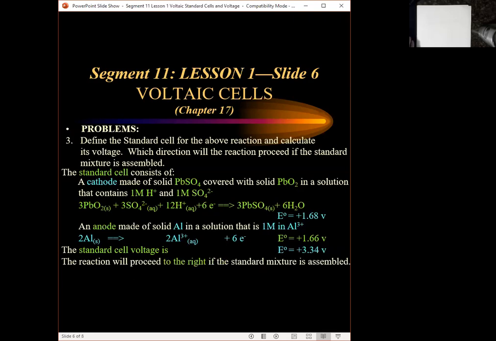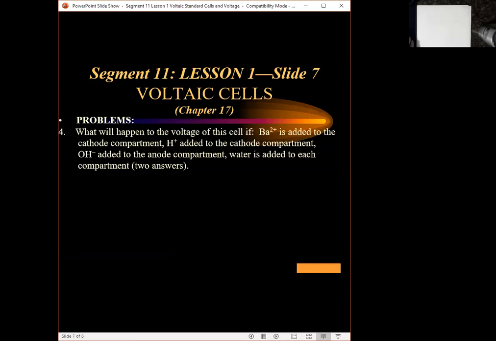Now this is with these standard concentrations. You've got to remember, what would happen to the cell voltage if barium plus 2 is added to the cathode compartment, hydrogen is added to the anode compartment, OH is added to the anode compartment, and water is added to each compartment. Okay, cathode. This is the cathode reaction we had.